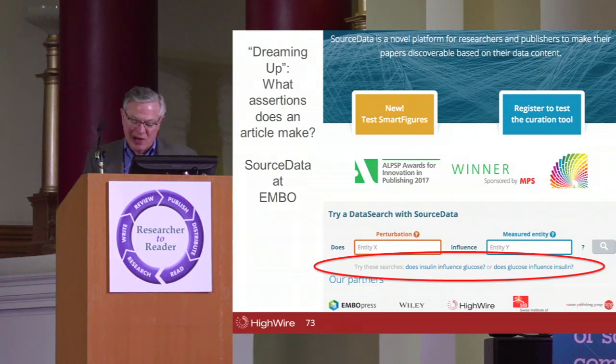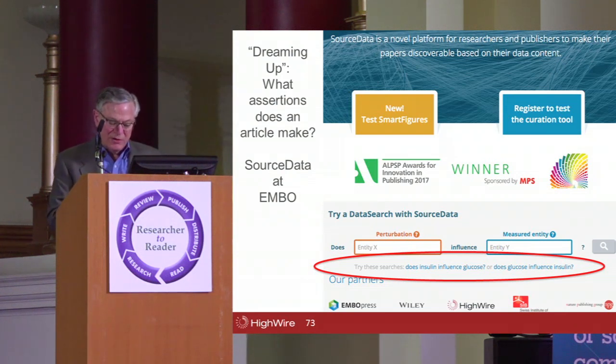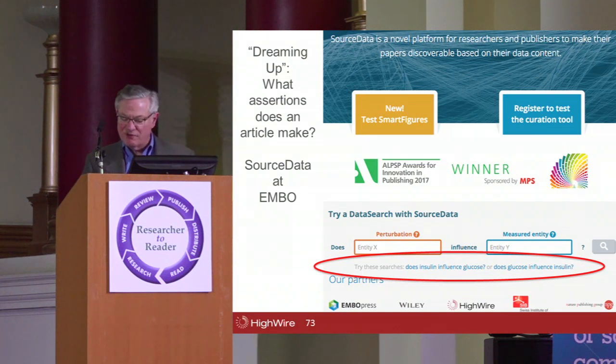And in fact, this prototype from EMBO that I'm showing here indirectly follows on that 2007 research. It's now a prototype at EMBO called Source Data. And what EMBO is doing here is decoding figures and legends into the assertions and then putting them into a search engine that's on top of that. But that search engine is directionally aware.